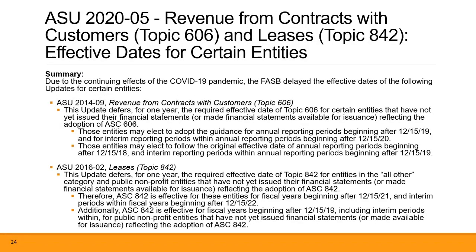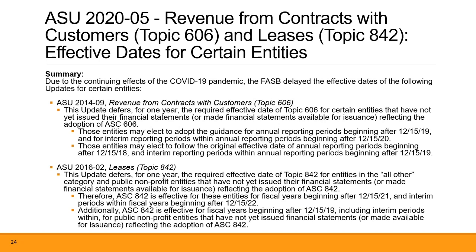Next, we have ASU 2020-05, revenue from contracts with customers and leases, effective dates for certain entities. So really, this ASU is just to delay the effective date of these really important ASUs. In the midst of the COVID-19 pandemic, the FASB delayed the effective dates for certain ASUs for certain entities.